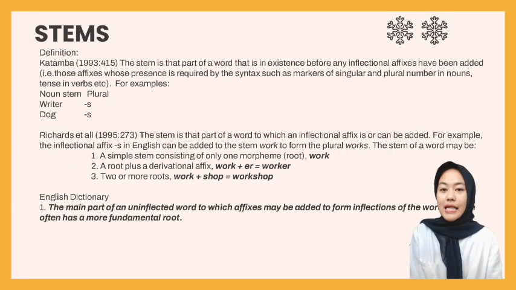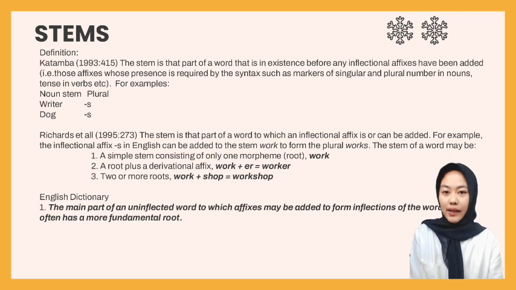Okay, next. Stems. Definition according to Katamba, 1993, page 450: the stem is that part of a word that is in existence before any inflectional affixes have been added. Inflectional affixes are those whose presence is required by the syntax, such as markers of singular and plural number in nouns, tense in verbs. For example, noun stems: waiter, dog, plural.